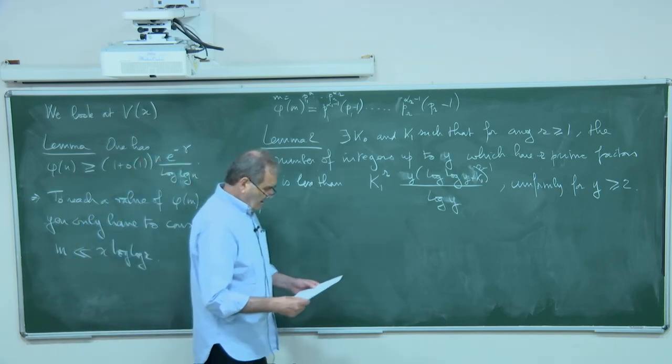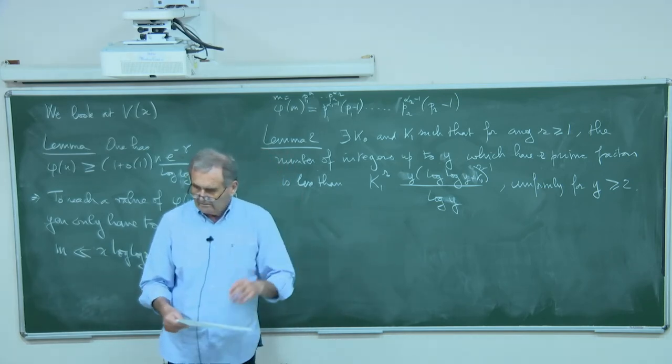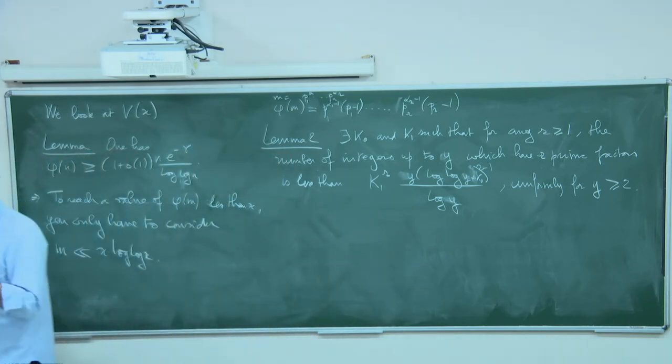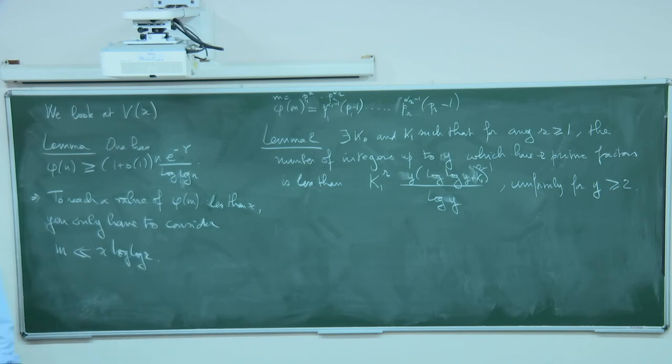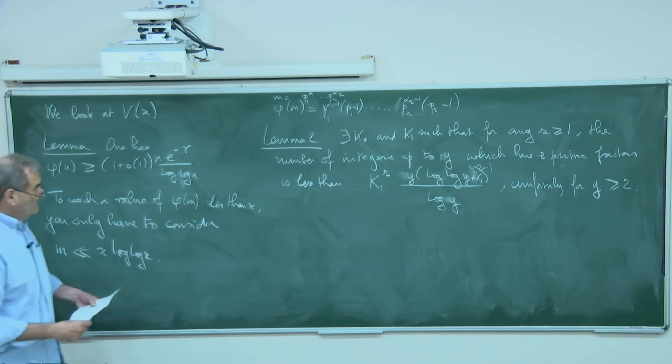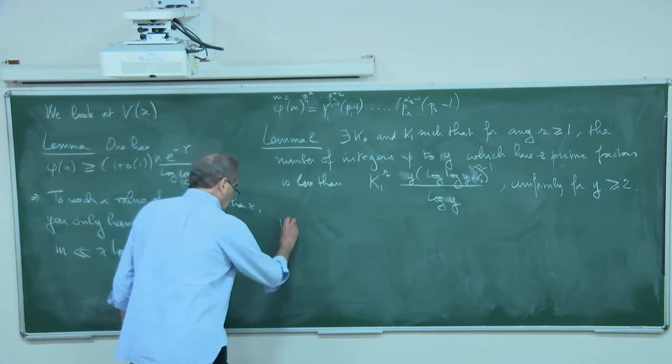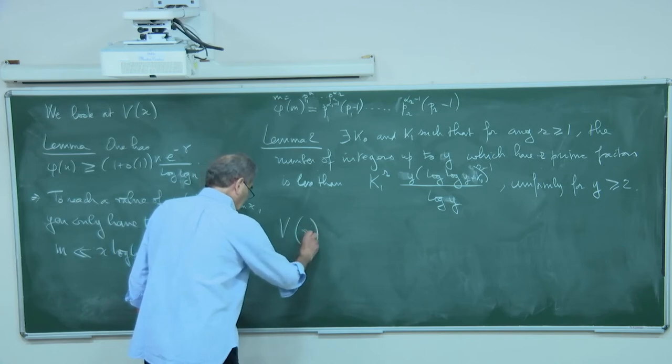Yes, but I want to have an upper bound, and this upper bound is enough. I don't need about that. Okay, so now I can say something. The consequence is that I can say something about Vx.